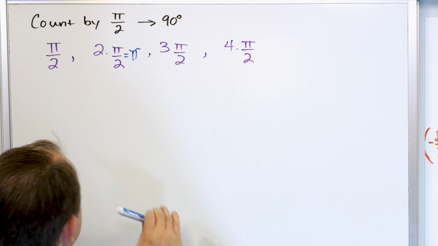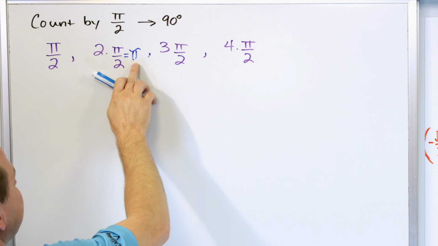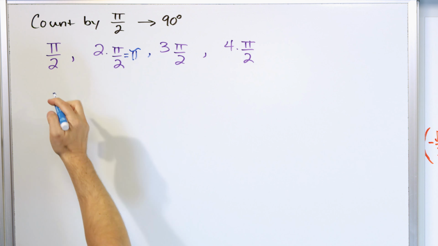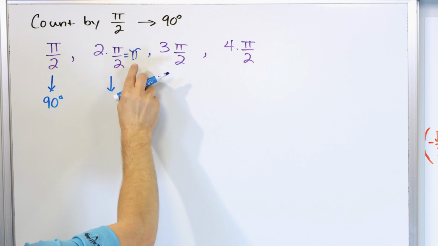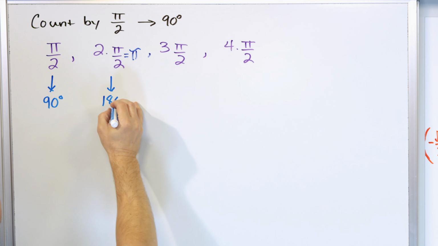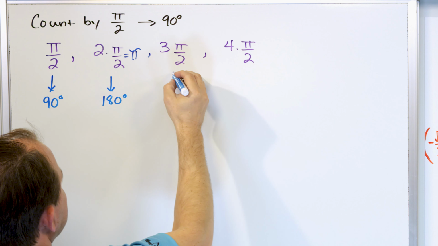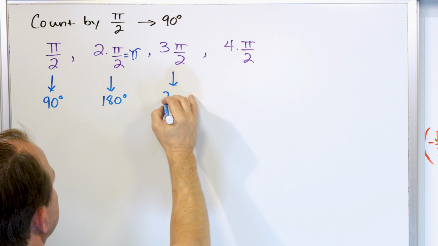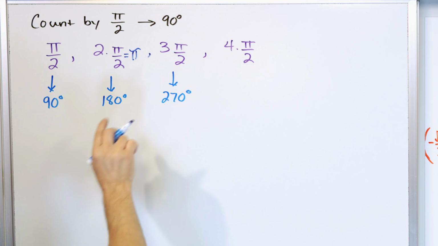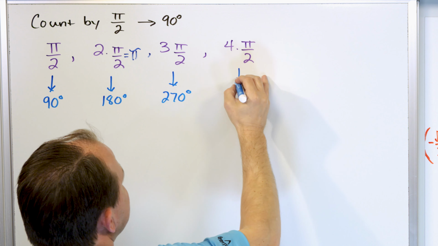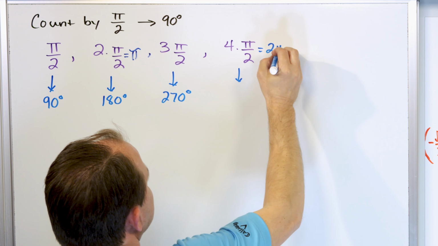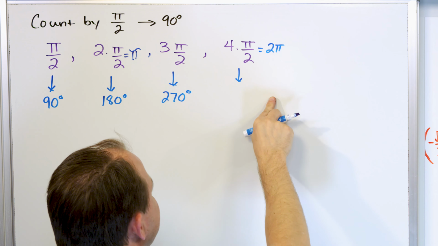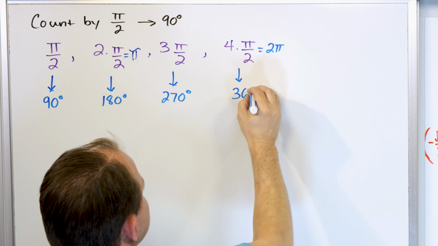So if it can be simplified, then you use the simplified version. So this ends up being 90 degrees. This is pi radians, which is 180 degrees. 3 pi over 2 cannot be simplified any further, so that's 270 degrees, another 90-degree chunk. And then what do you get here? 4 pi over 2, 4 divided by 2 gives you 2 pi. So this is written down as 2 pi radians, which is 360 degrees.